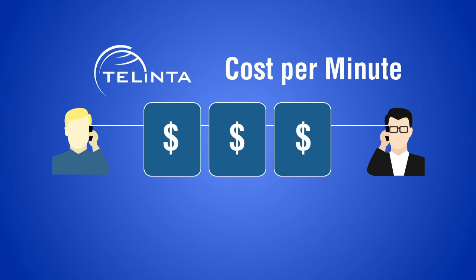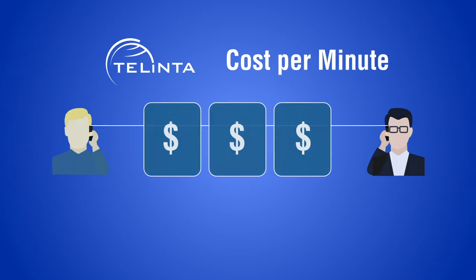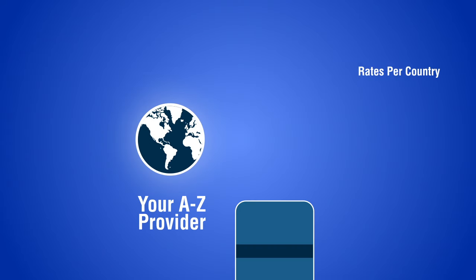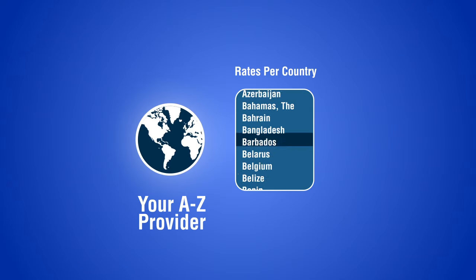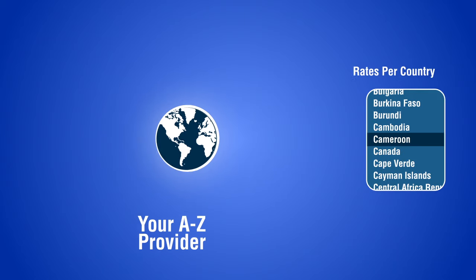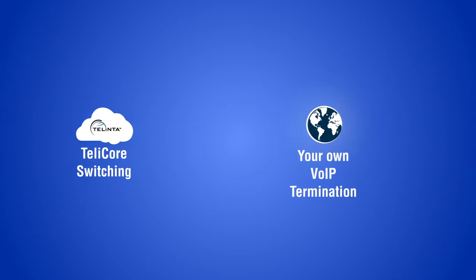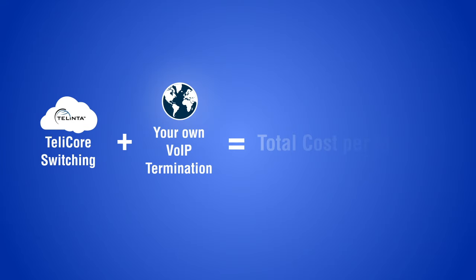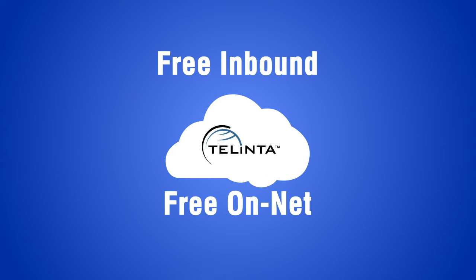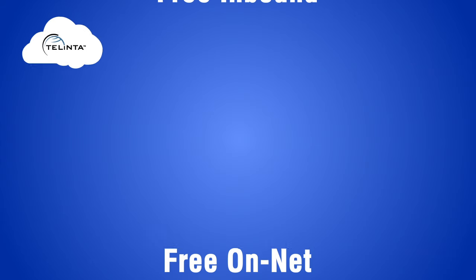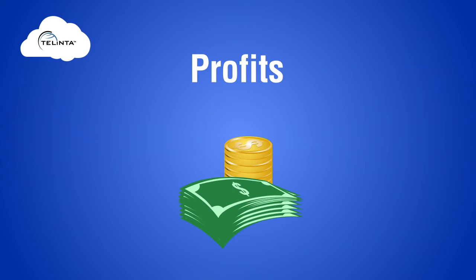Let's take a look at the cost components of a VoIP call. Start with the per-minute rate charged by your termination carrier for the fixed or mobile destination being called. Then add your per-minute rate from Telinta for your TeliCore switching. The sum of them both is your total cost per minute. With Telinta, inbound and on-net minutes are free. If you're using DIDs, charges from your DID provider apply. Considering what you can charge your customers for each minute of calling, you'll see that profits can quickly add up.